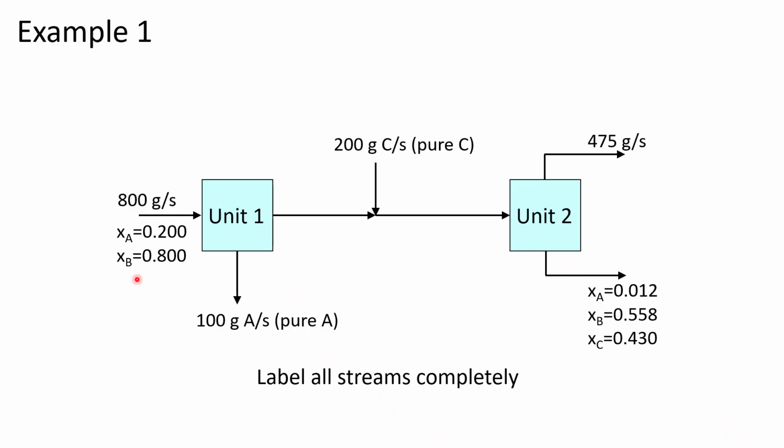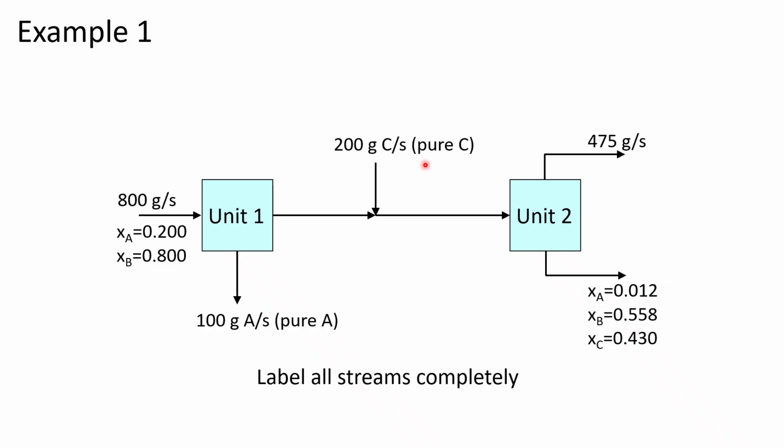Now let's finish labeling all the streams on this process flow diagram. In some cases we have flow rates given but no composition. In some cases we have composition and no flow rate. And in some cases we don't have either. Let's start with the feed to unit 1, this stream here. This stream looks fully specified. If you look at it, a flow rate is given, 800 grams per second, and we have a composition, a mass fraction of A and B given, which sum to 1.